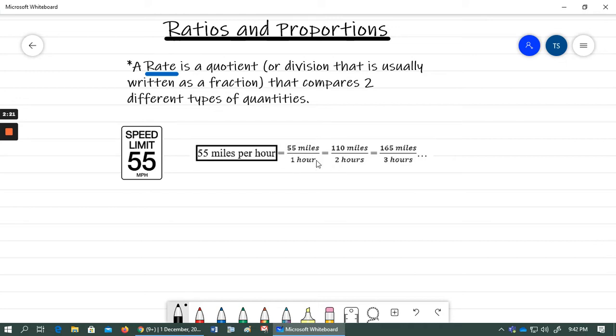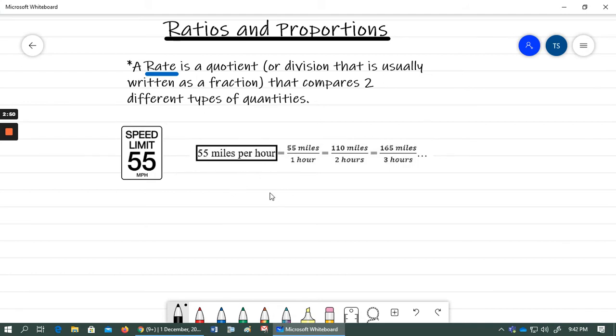And we can have equivalent fractions to that. If you travel 55 miles in 1 hour, clearly you can travel 110 miles in 2 hours, and you can travel 165 miles in 3 hours. But all three of those different fractions are technically the same rate of 55 miles per hour.